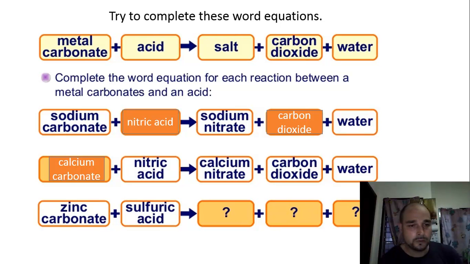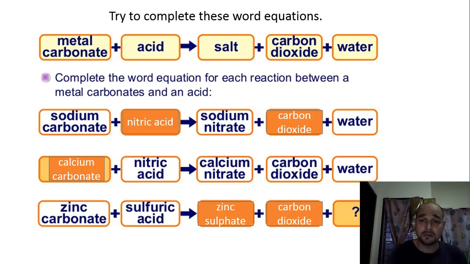Okay, and the last one, zinc carbonate plus sulfuric acid is going to make what? What's the metal? The metal comes from zinc carbonate. The metal is zinc. And what's the acid? It's sulfuric acid. So sulfuric acid is going to make a metal salt that ends with sulfate. So zinc sulfate. And I know that the other ones are carbon dioxide and water.